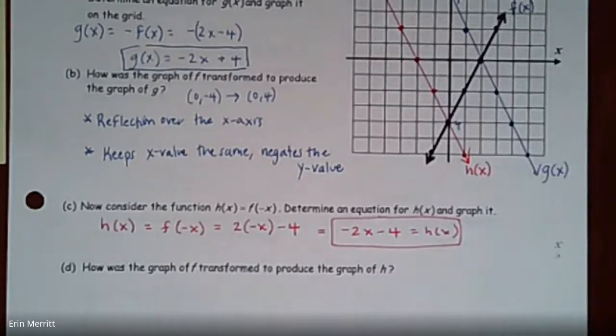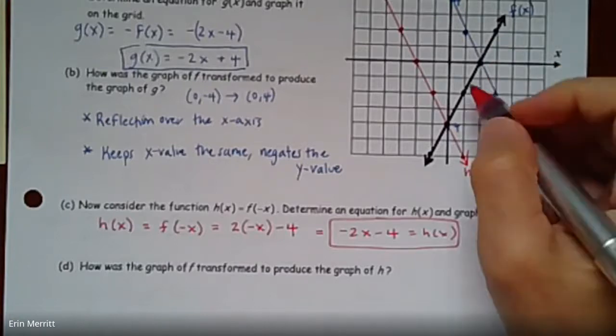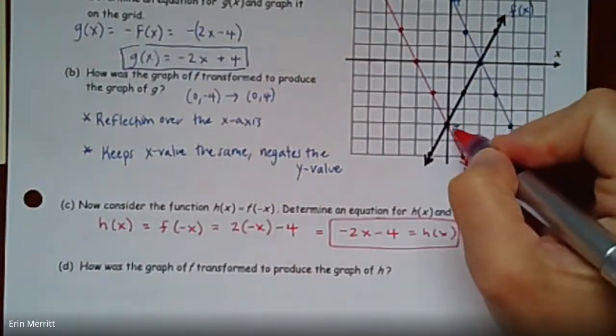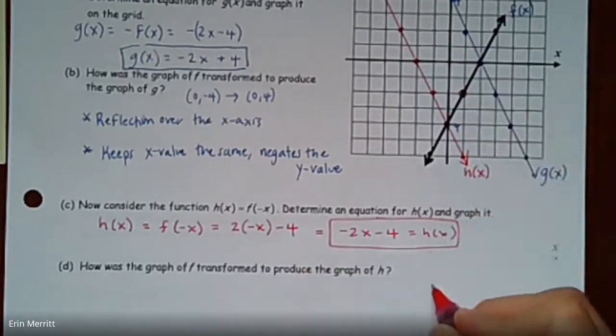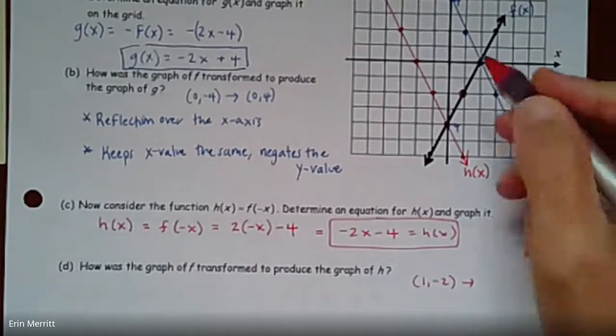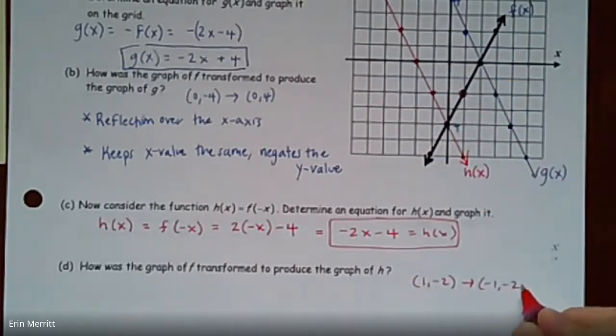So when it says, how is the graph of f, so that's the original line, transformed to produce the graph of h? If you look, we could pick a couple points to focus in on. I'm not going to use the y-intercept because it happens to be the same, but I could take this point. This is the point 1, -2. And that ends up landing over here at -1, -2. Then we can see that the y values this time stay the same, and it's the x's that are changing because we're reflecting over the y-axis.